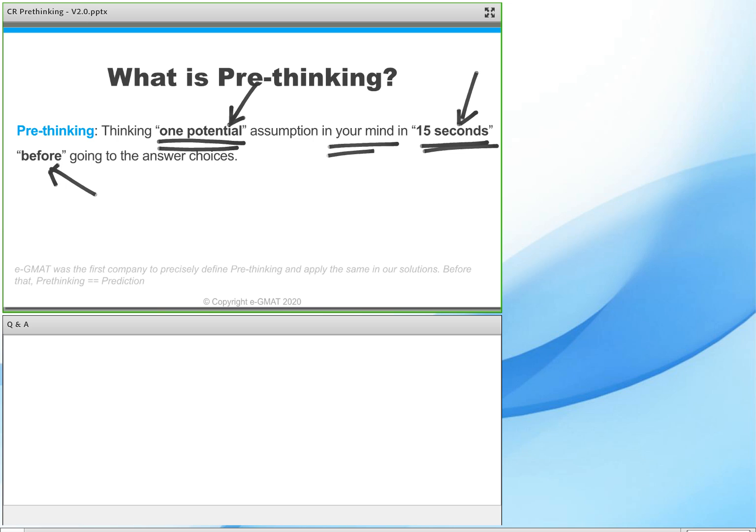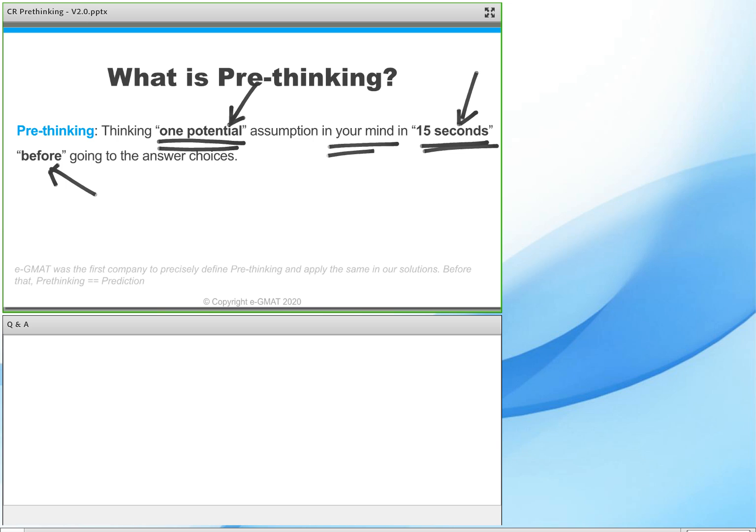Now, the reason why we want to define this that precisely is because even though this term has existed for quite some time, we never had a framework. A framework to apply this term did not exist. And we were the first company to come up with this framework to define it in this precise manner.